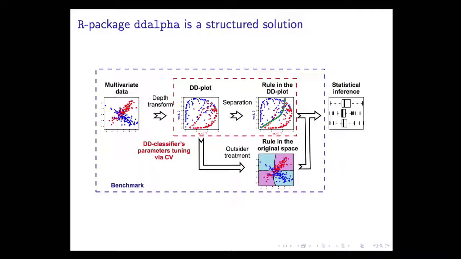This is, briefly, the structure of the R package. It's a bit reduced for understanding. Once more, what we do is take a multivariate data set, then compute the data depths to get the DD plot. Then we separate by a rule in the DD plot, and the package gives the possibility to get some statistical inference in a more or less automatic way.